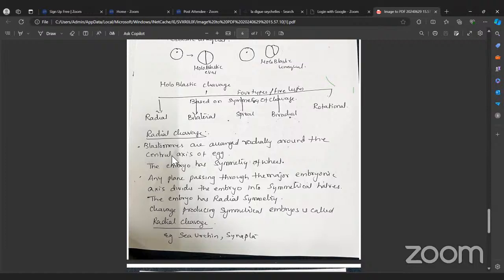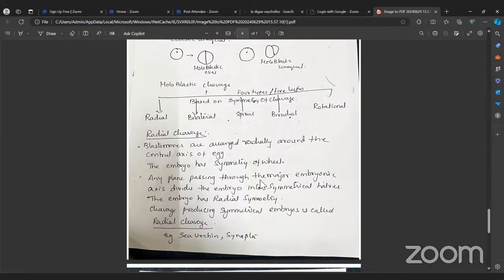From the center, the spokes of the wheel come out, radiate out. That is called radial arrangement. So blastomeres will be arranged radially around the central axis of the egg. The embryo has a symmetry of a wheel. Just imagine a wheel. From the center, the cells will be moving towards the outer side. The arrangement of the cells is directed towards the outer side. So that is called a radial symmetry.